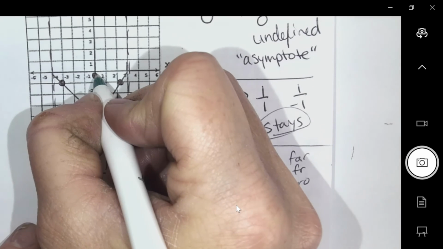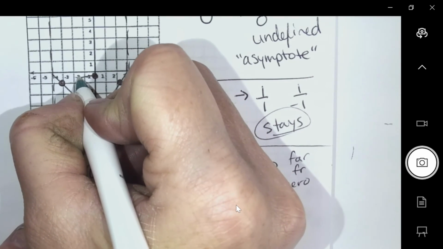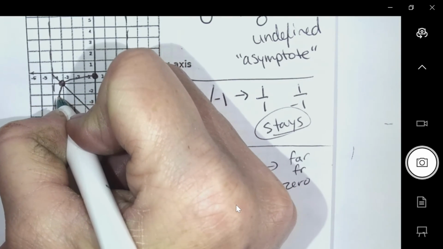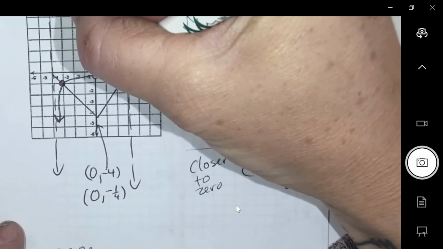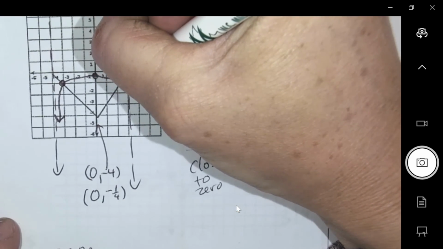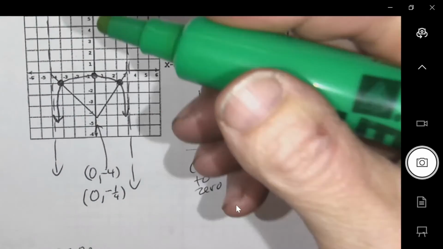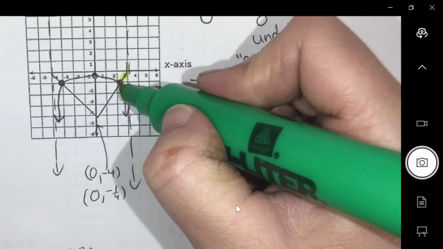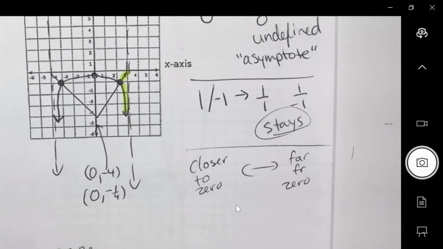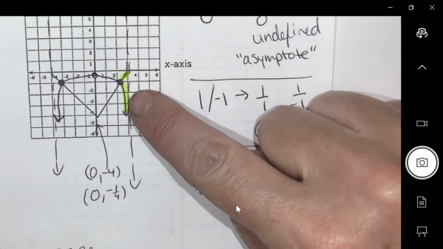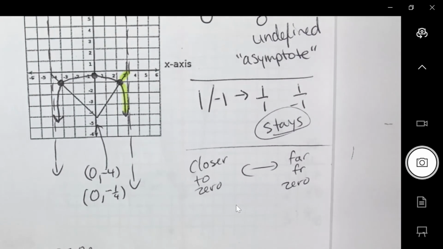And then what are we going to do? From there, we're going to move away from 0, away, away, away, because that's the pattern. I was going to 0, so now my arrow is going away from 0.